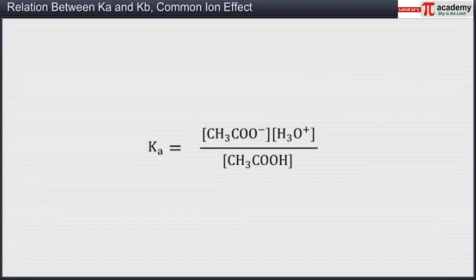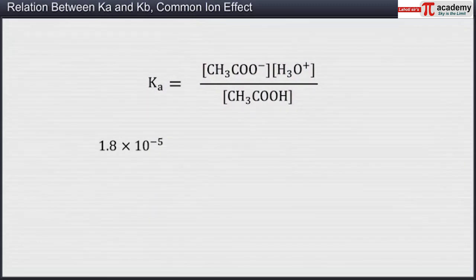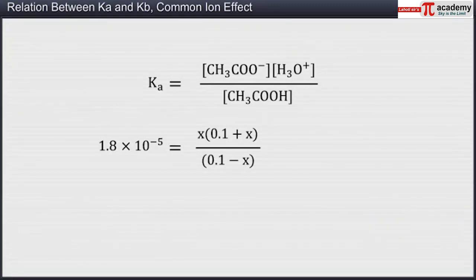The equilibrium constant expression for this reaction can be represented as Ka is equal to the product of CH3COO- and H3O+ divided by the concentration of CH3COOH. Substituting the value of Ka and of the equilibrium concentrations of acetate, hydronium ions and acetic acid, we get 1.8 × 10^-5 is equal to x multiplied by (0.1 + x) divided by (0.1 - x).